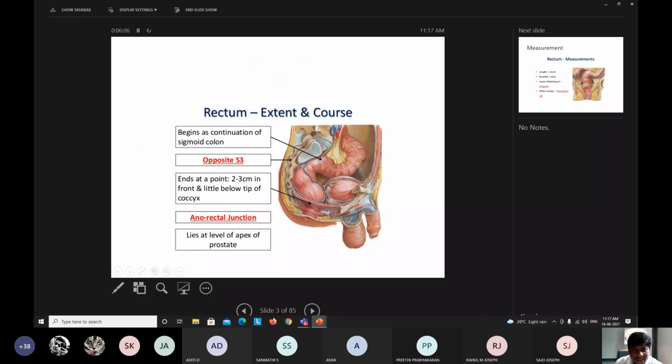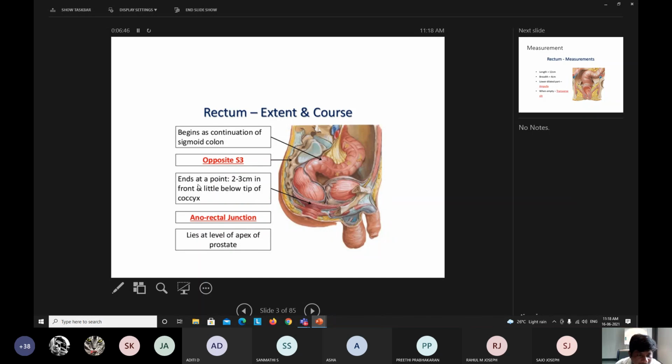What is the extent and course of the rectum? Where does it begin, and where does it continue down as? It begins as a continuation of the sigmoid colon, at the level opposite the third sacral vertebra. Here we have the sacrum, S1, S2 and S3. Opposite the S3 level, the sigmoid colon continues as the rectum.